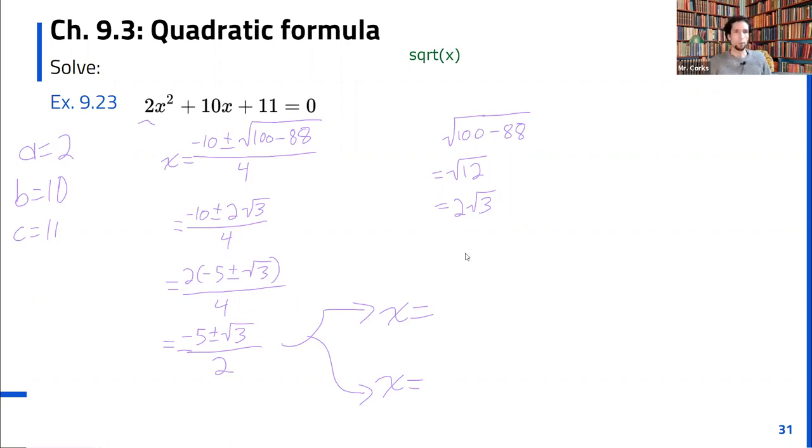I always think the formula questions are boring. There's no challenge. There's no excitement to them. But good to do some practice. Anyone have questions about the quadratic formula?